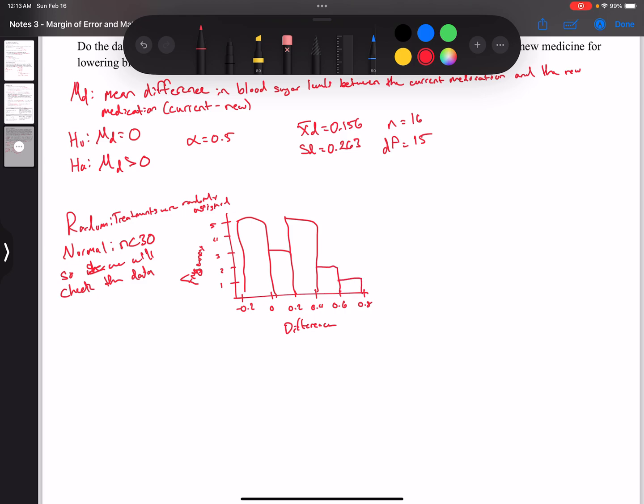All right, so there are no outliers or strong skewness. So we are safe to proceed with T procedures. We're good to go there.